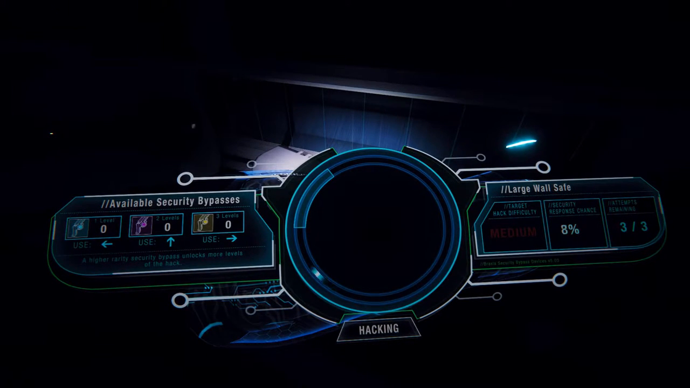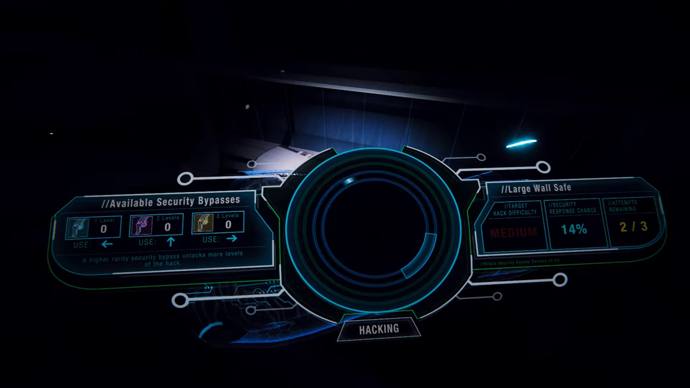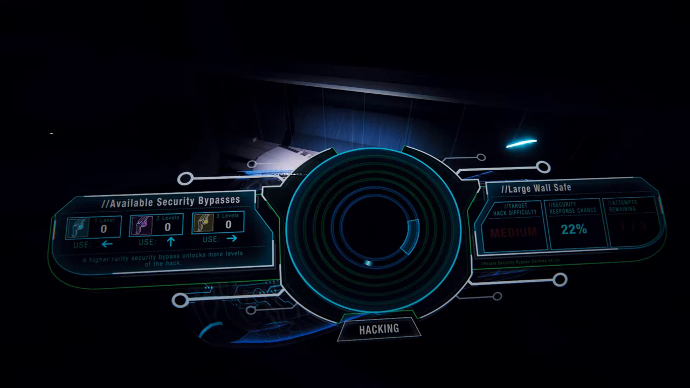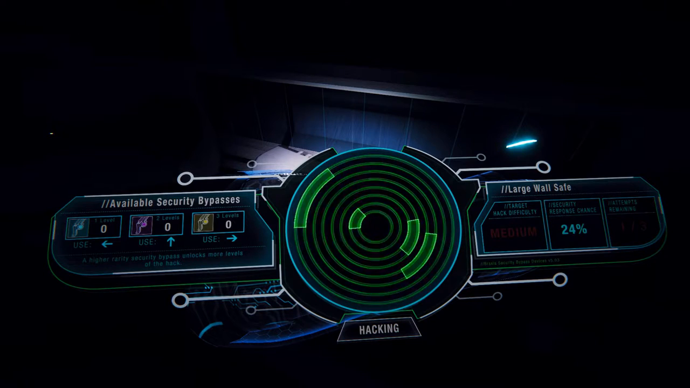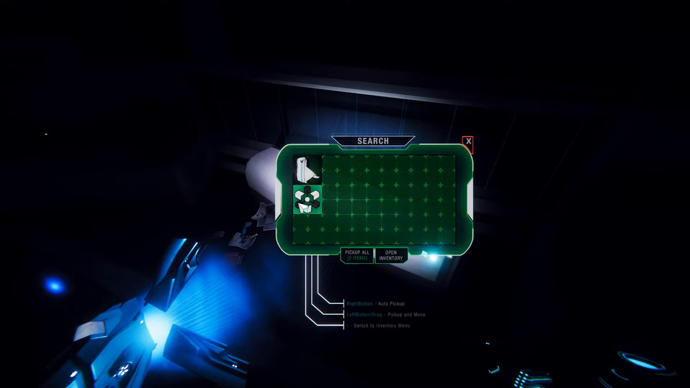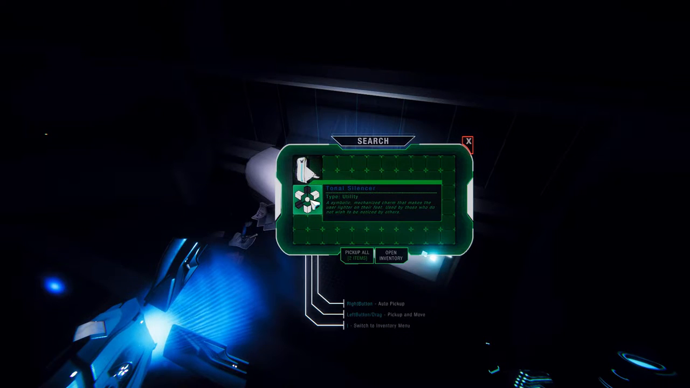See? Medium. Oops. It would help if I wasn't incompetent at unlocking these locks. There we go. Okay, here we go. What is this? Tonal silencer, a symbolic mechanized charm that makes the user lighter on their feet, used by those who do not wish to be noticed by others.